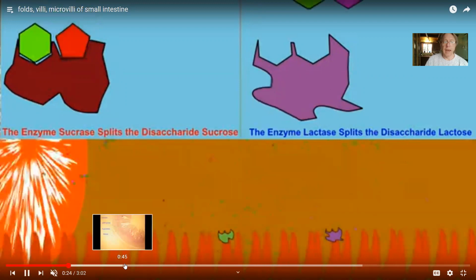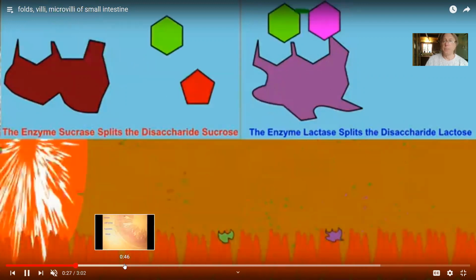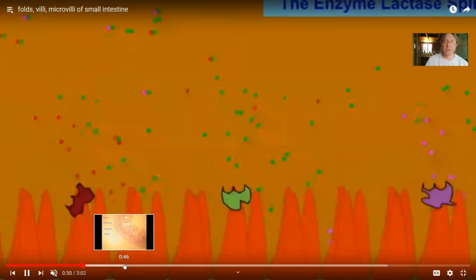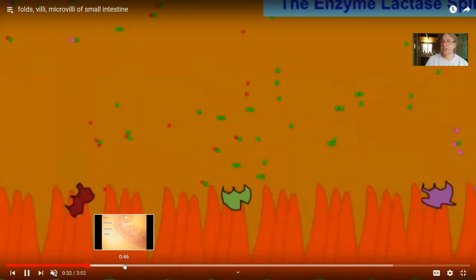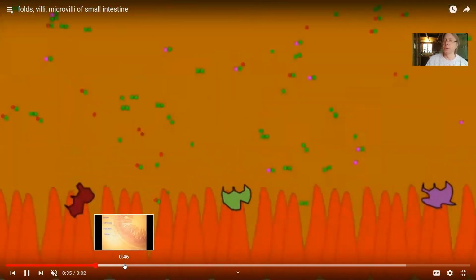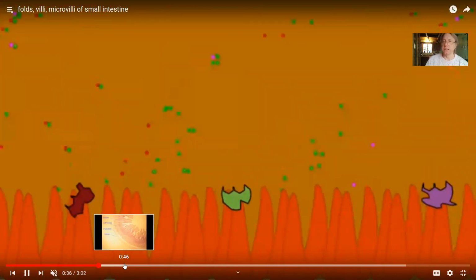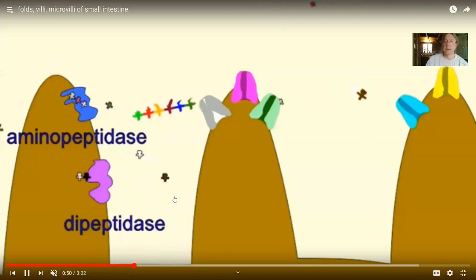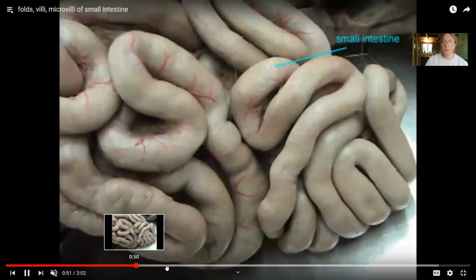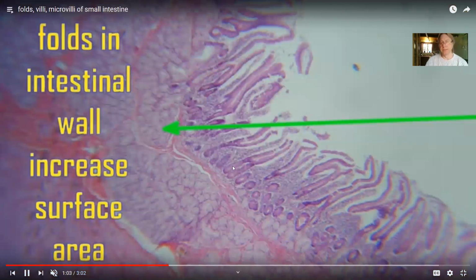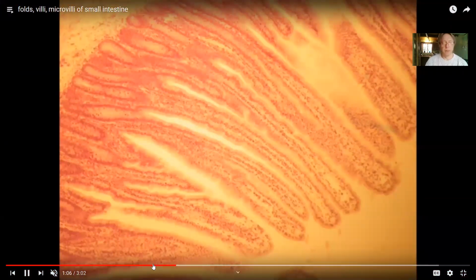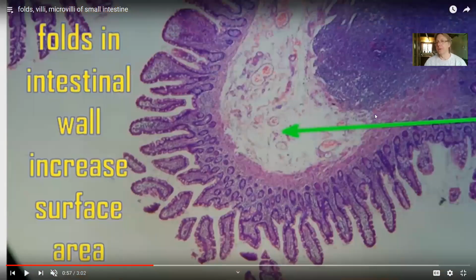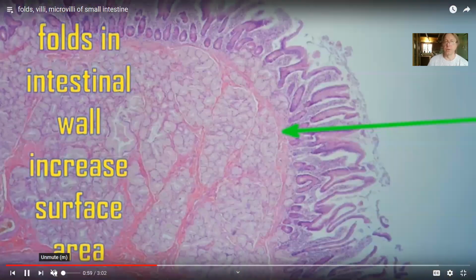And when we look at the small intestine, we see that the small intestine has three things which maximize surface area for this touching. First, the mucosa is not perfectly flat. There are these folds, all right? So there are folds in the intestinal wall. Look at this. So look at this, it goes up, it goes down, it goes up and goes down. So folds in the intestinal wall are going to increase surface area, okay?